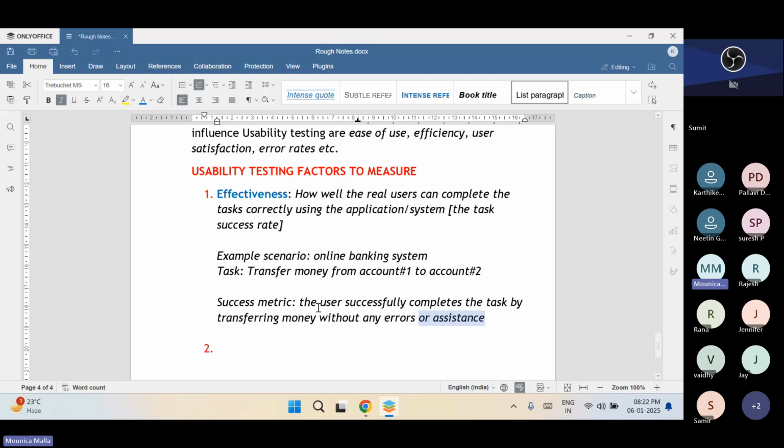And usability testing says that the application developed should be self-sufficient to help one single user complete his or her task. That's why I'm exclusively writing the words without any assistance and without any errors, meaning the application should not throw errors. When I'm talking about success metric, I am doing the process of transferring money in a positive way, which means I'm not transferring negative money. I'm not transferring money when I don't have funds in the account. I have funds and I'm transferring money to a valid account from a valid account, and the money is within the limits. So success metric talks about a positive scenario here.